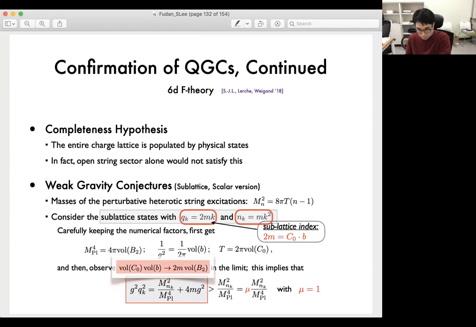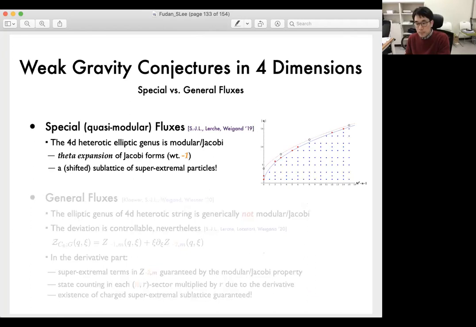So what about in four dimensions then? Having detailed the arguments in 6D, I would just give a very brief two-slide summary of how it works in four dimensions, and then let me conclude the talk. So recall that for special fluxes of a quasi-modular type, the hadronic elliptic genus, even in four dimensions, was a genuine Jacobi form, and therefore the theta expansion still guarantees the weak gravity tower just as in six dimensions.